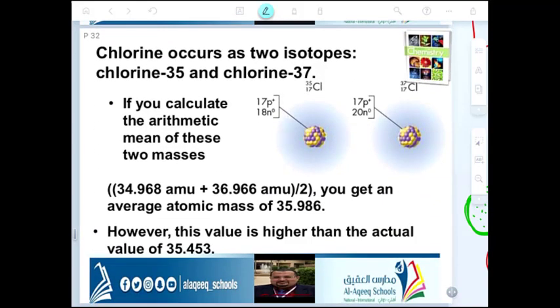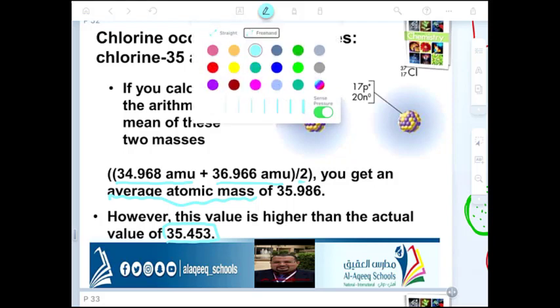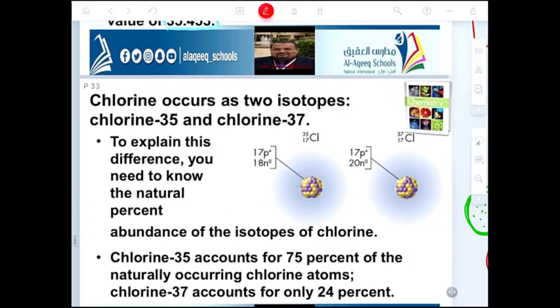Look, if you have these two and you made an average, as I said, by summation of these two mass numbers divided by 2, you will get a number like this. This is called the average atomic mass. But we need to find another method to get the average atomic mass by our own method in chemistry.